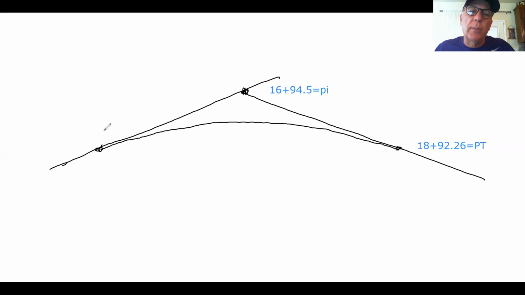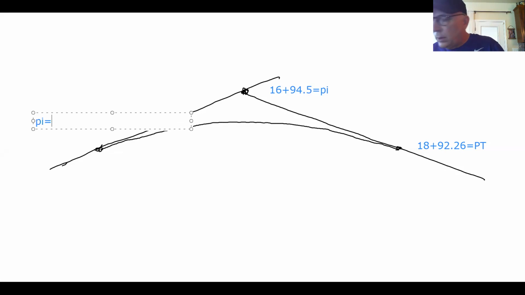Oh, I noticed my PI station did go away. I did lose that, so let me go back to my station here again. That was not the PI, but the PC station. PC is equal to 14 plus 75.60.